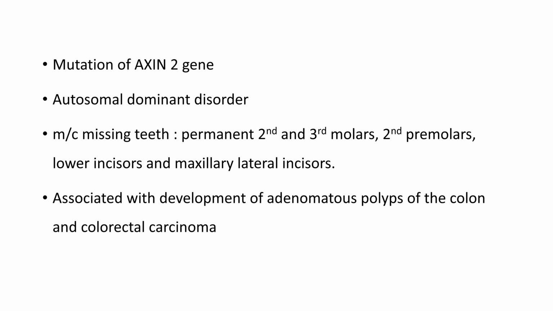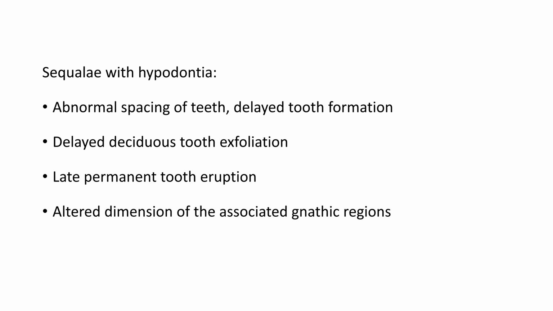Next, mutation of the AXIN2 gene. The pattern of oligodontia is inherited as an autosomal dominant disorder, with the most commonly missing teeth being permanent second and third molars, second premolars, lower incisors, and maxillary lateral incisors. Presence of the AXIN2 mutation has been associated with development of adenomatous polyps of the colon and colorectal carcinoma.